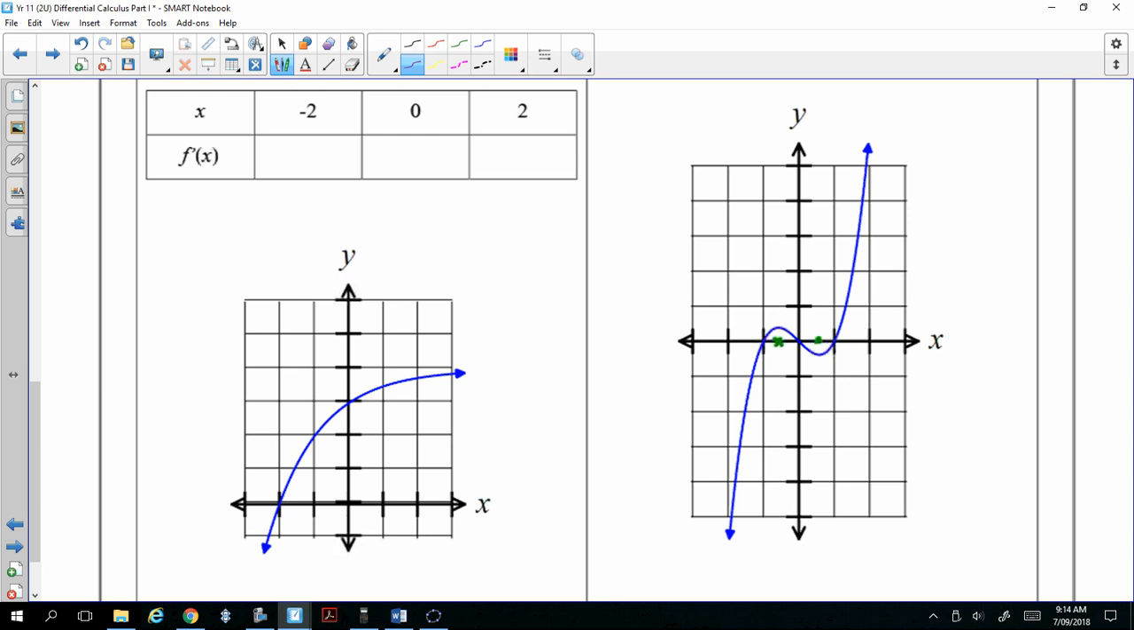So when the graph is going down, look at this section. I'm going to use a highlighter. So this section here, which I highlight, is going to be negative, right? So what I'm going to do is draw below the x-axis. I'm going to use a red one.